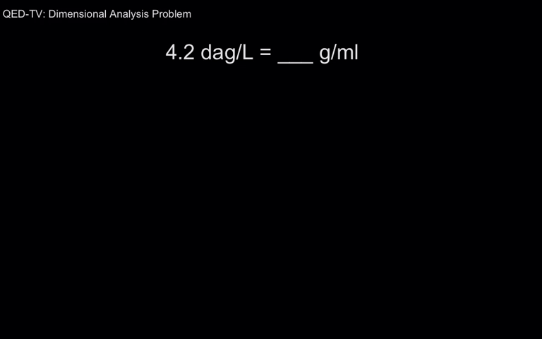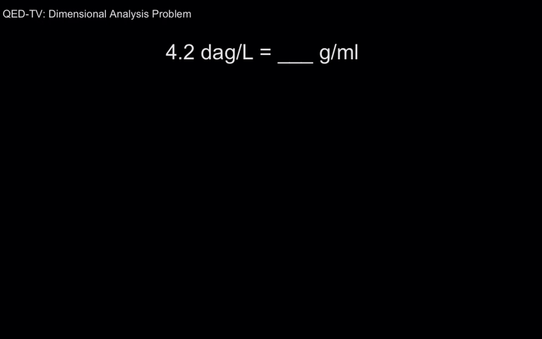Here we're going to attempt another dimensional analysis problem. This one's a little unique in the fact that we're going to convert a density. I have 4.2 decagrams per liter, and I want to convert it into a density of grams per milliliter. Now this is interesting because the unit already has a numerator and a denominator to it.